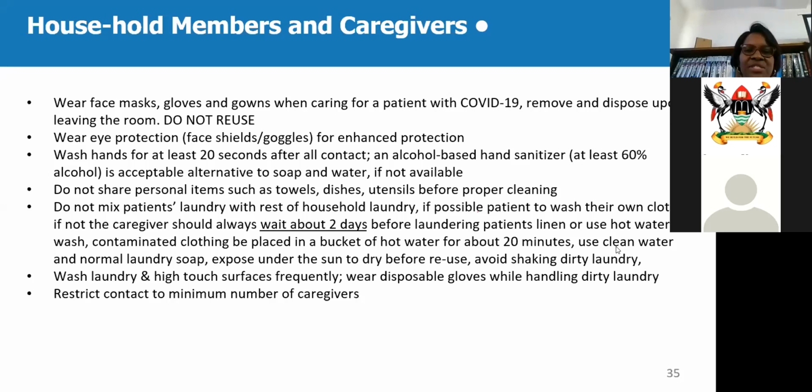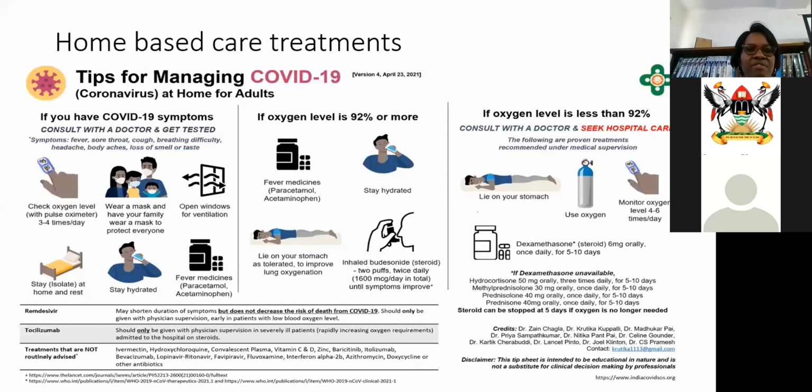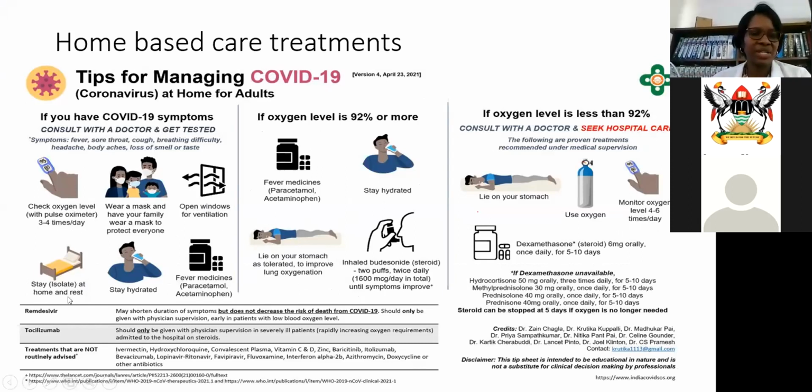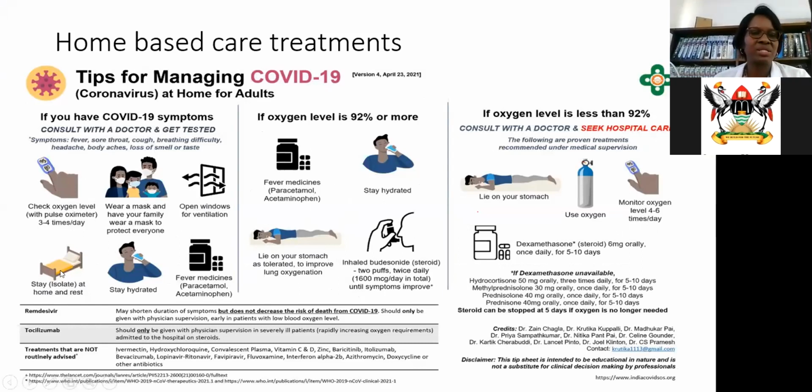For other touch surfaces, frequently disinfect these and restrict contacts to minimum number of caregivers, as I said, most preferably one designated caregiver. So this is a summary of the home-based care management. I talked about the pulse oximeter, the masks, opening windows, isolating the patient, or sharing a room to have maybe 2 meters apart.